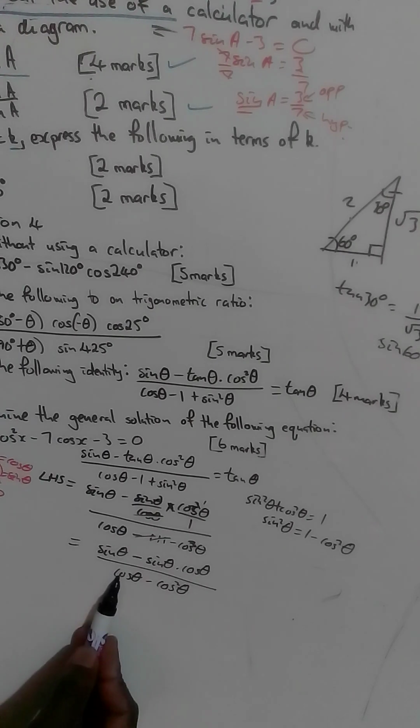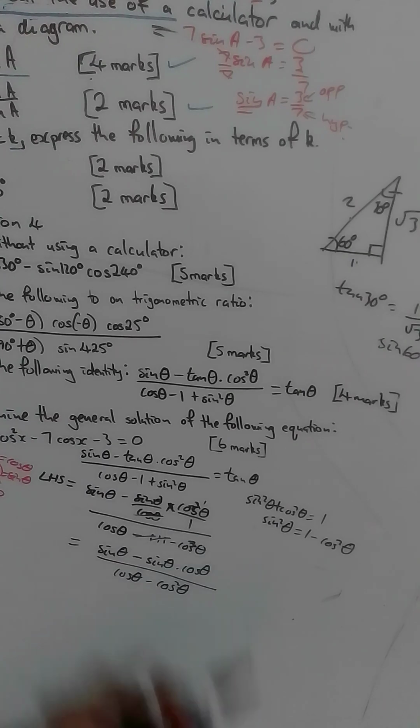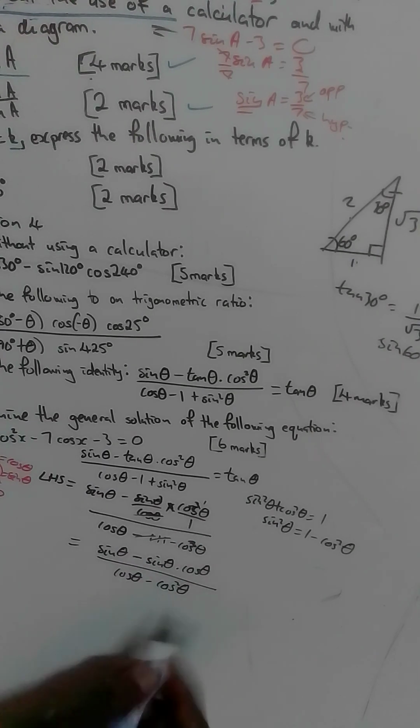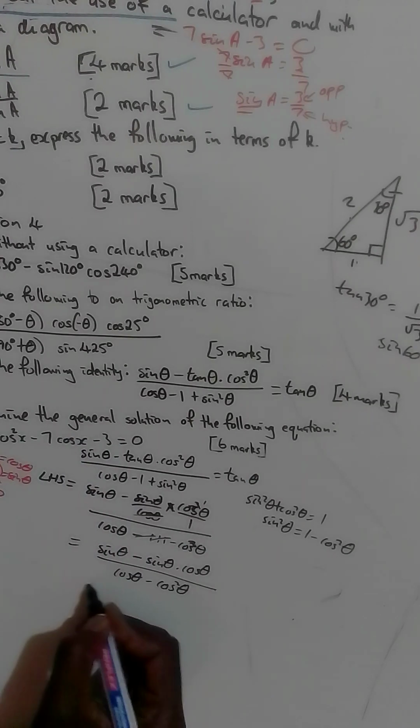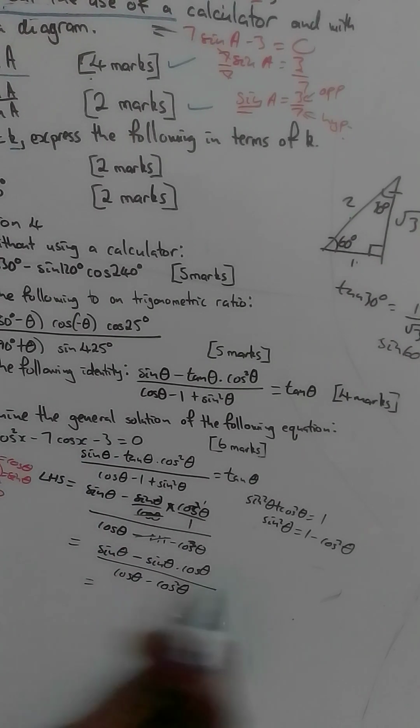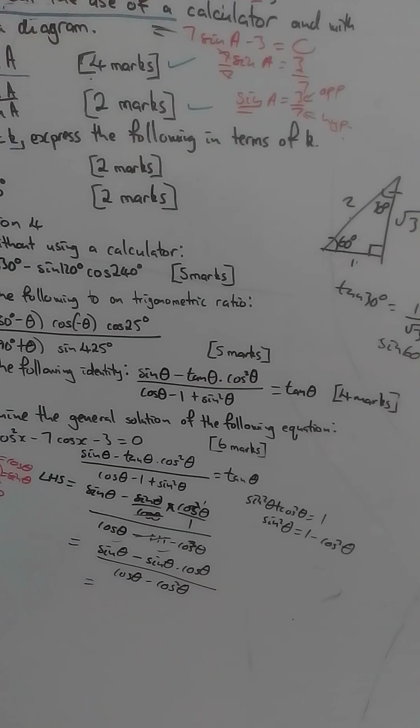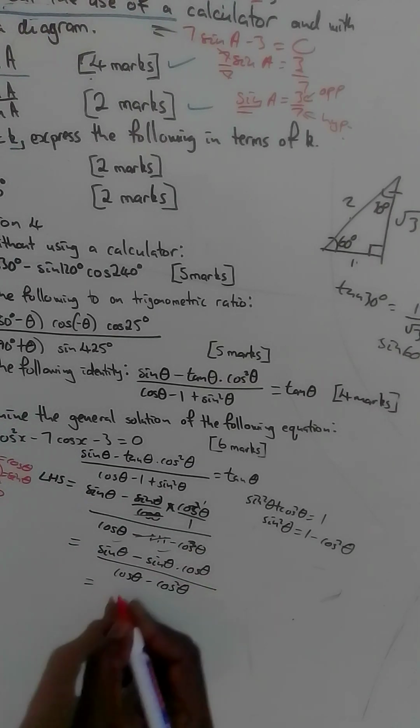Remember, I can't cancel this cos theta with that cos theta because of this minus sign. Even if there was a positive, if there's a positive or a minus, I can't cancel out. So when I'm going to factorize, remember I have to factor out what is common. On my numerator, sin theta is the common one. So I'm going to write that I'm factoring out sin theta.